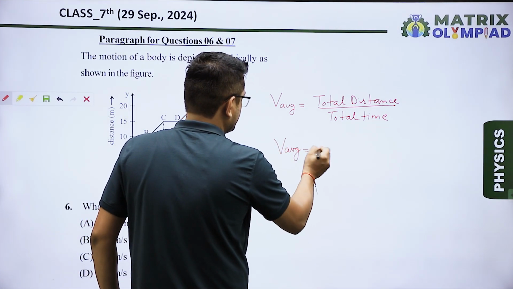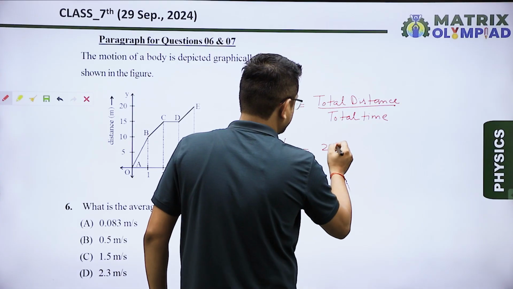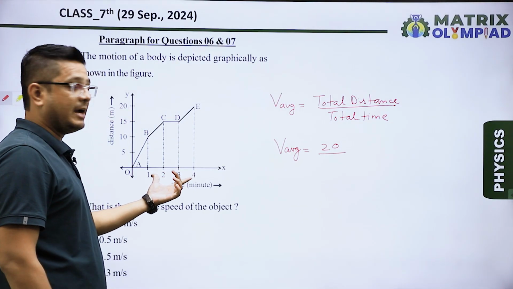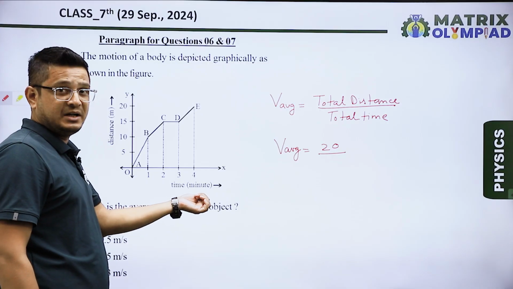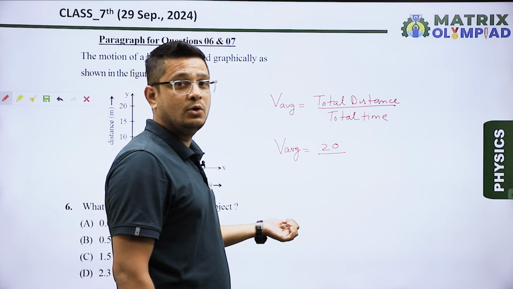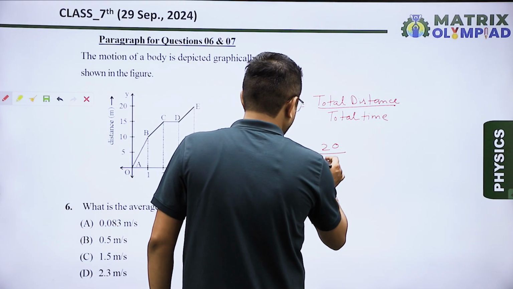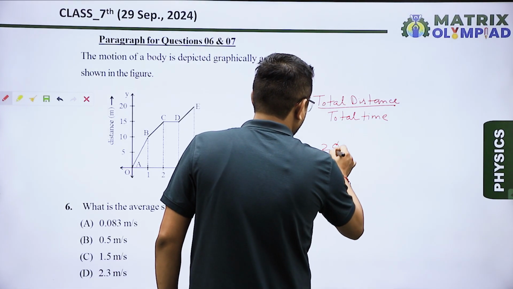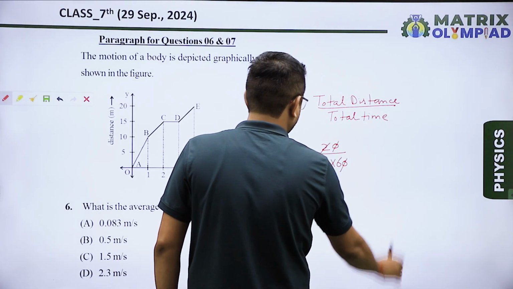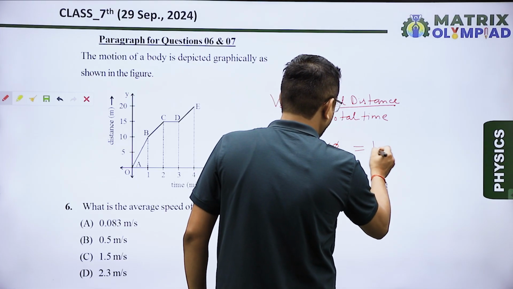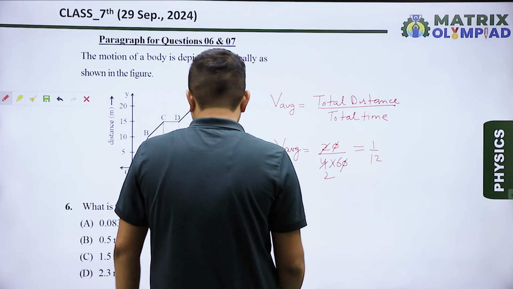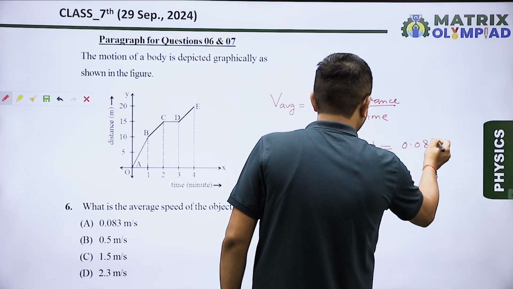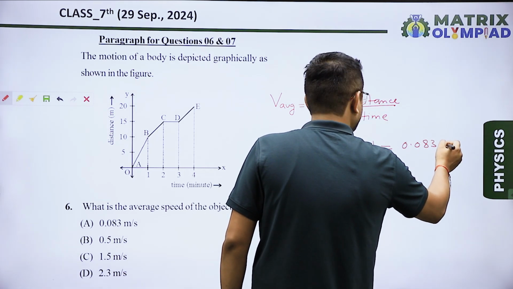So V average is equal to total distance 20 meter divided by total time taken, which is 4, but we have to remember the time is given in minutes, so we have to convert it into seconds. So when we convert it, it becomes 4 multiplied by 60. Now solving this, it becomes 1 upon 12, which is equal to 0.083 meter per second.